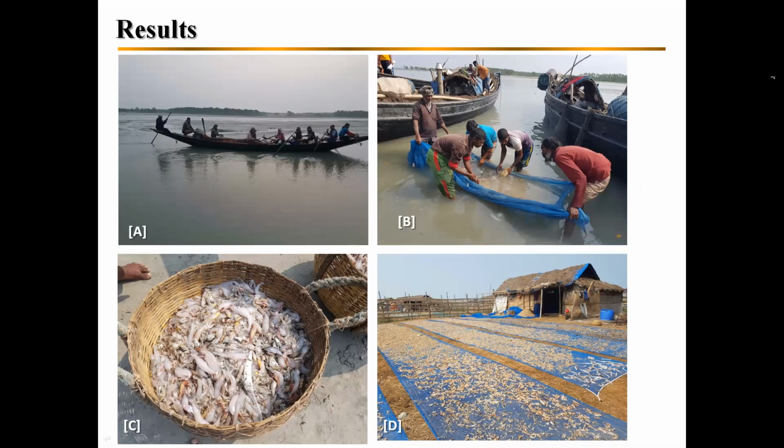Here you can see some photographs which we collected at our sampling time. In figure A, the seasonal fishermen. Actually, this area is a fishing area, but seasonal, not all year round, especially from late autumn to early summer. In figure B, the fishermen are sorting out the major commercial species from their total catch.